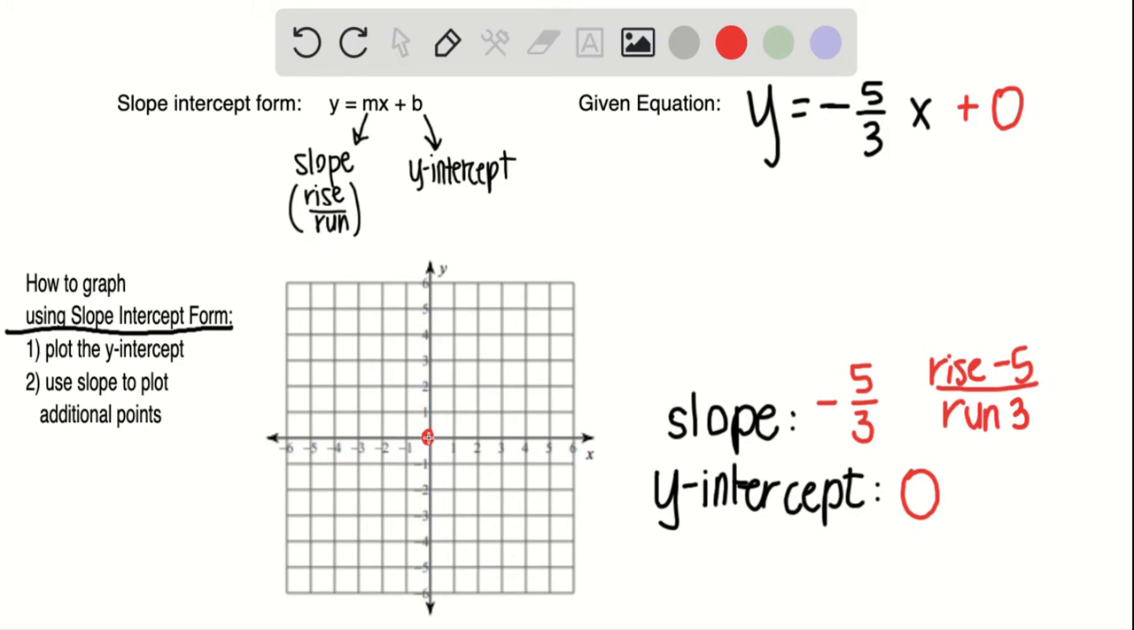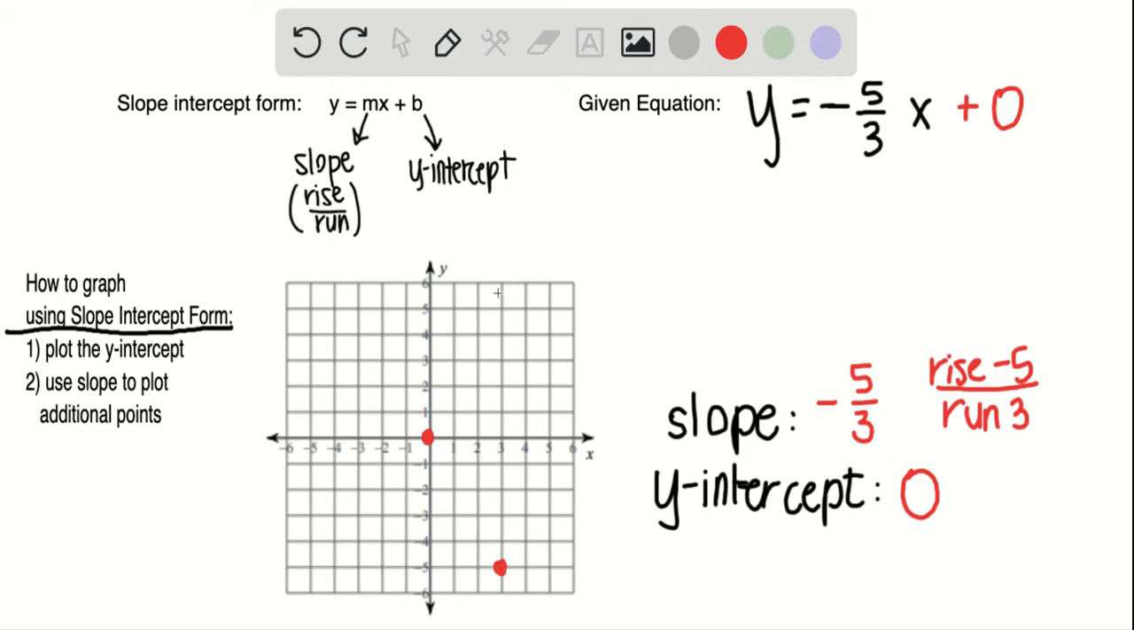And I'm going to rise negative 5, which just means I'm going to go down 5. 1, 2, 3, 4, 5. And then run to the right 3. 1, 2, 3. You can continue this going down, but notice it'll go off the screen a little bit.